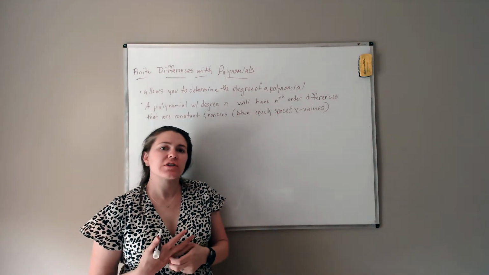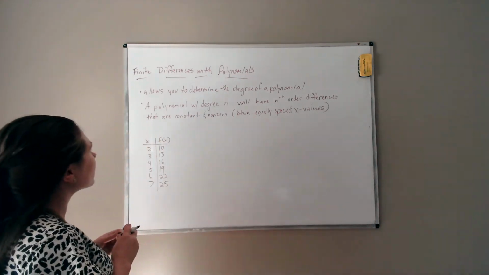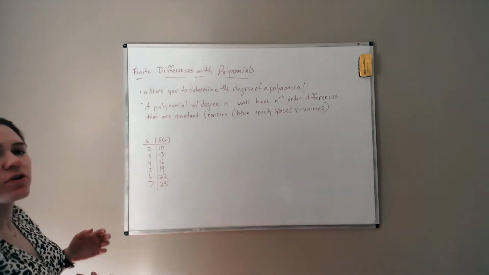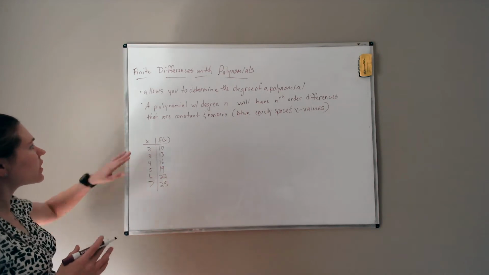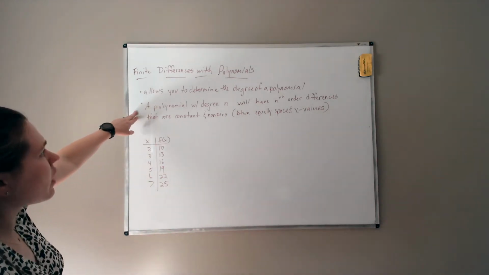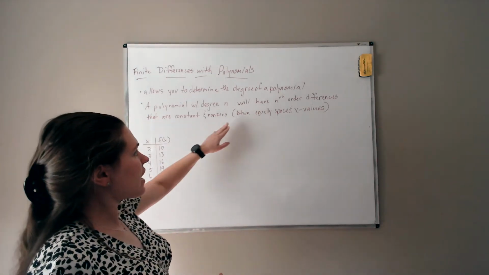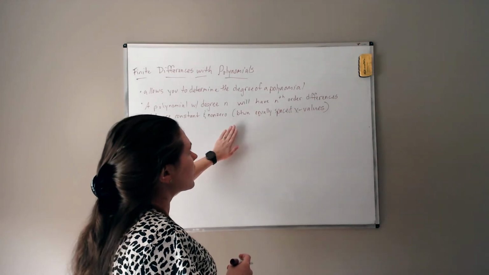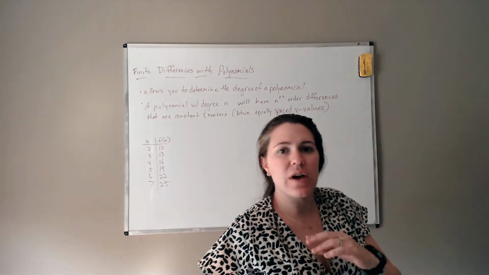In this video, we're going to discuss finite differences with polynomials. What this allows you to do is to determine the degree of a polynomial. What's true about polynomials is a polynomial with degree n will have nth order differences that are constant and non-zero between equally spaced x values. So we're going to look at that.